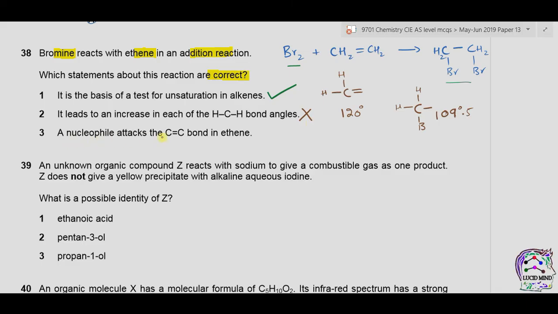3. A nucleophile attacks the carbon-carbon double bond in ethene. Now, addition in ethene is actually electrophilic addition, where these electrons attack the partial positive bromine, and the partial negative bromine is then separated. So this is not a nucleophile attack, so therefore 3 is incorrect. As only option 1 is correct, the answer is D.